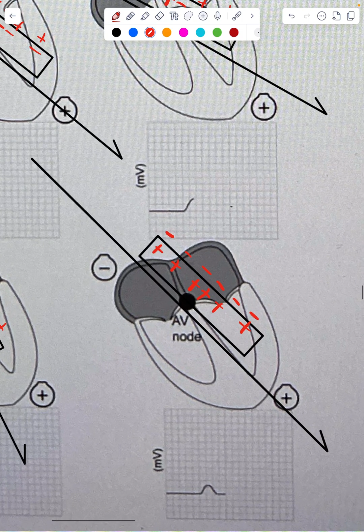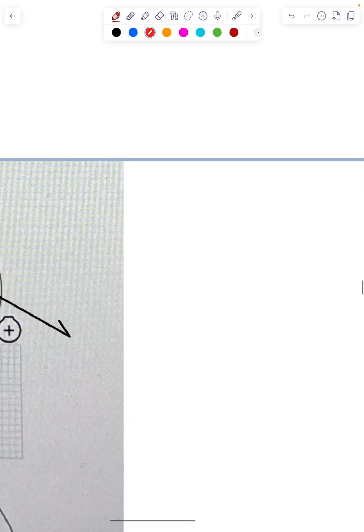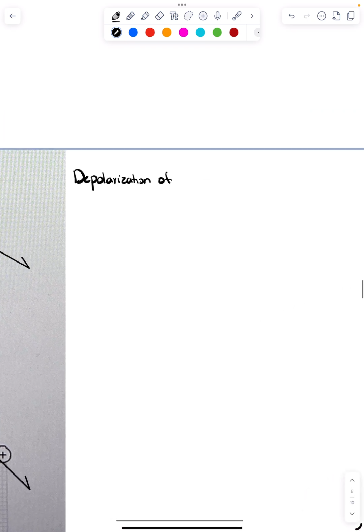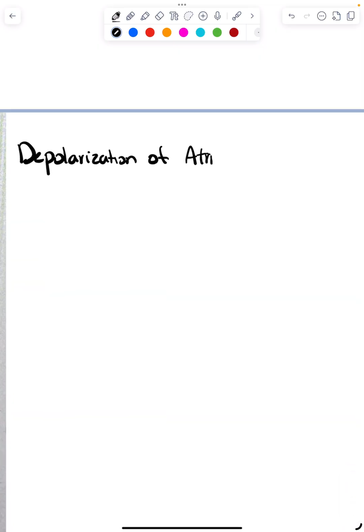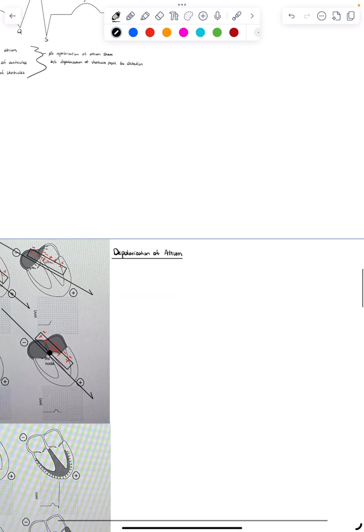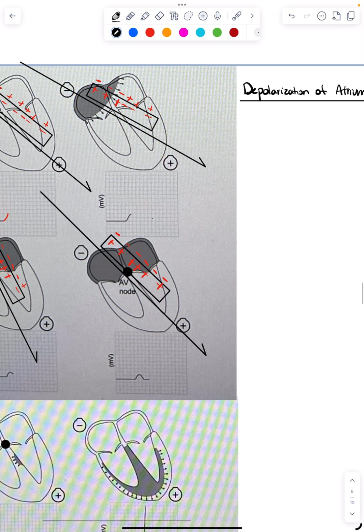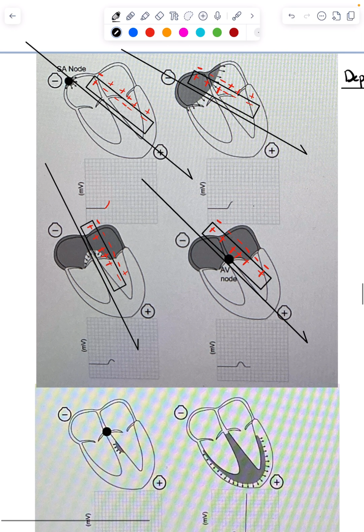This is the depolarization. I'm going to write this down here. Depolarization of the atrium. Underline it. Make it look pretty. Okay. So this is that depolarization of the atrium. This is the contraction that's going to push blood from here to our ventricles, from here to here. Okay? That's just what's going to happen, whether you like it or not.